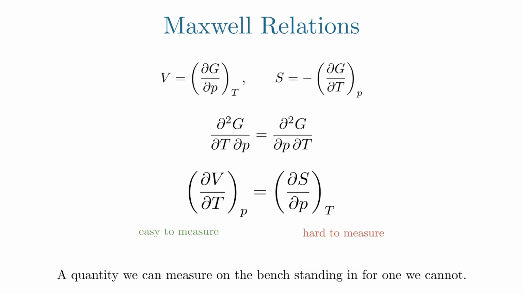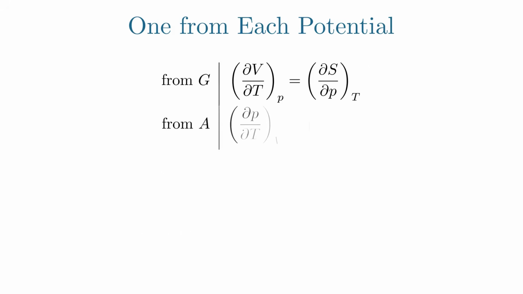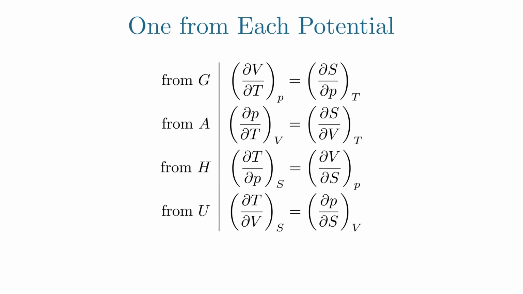So if we can measure how the volume changes if we change the temperature at constant pressure, which is easy to measure, we also directly know how entropy changes as we vary pressure at constant temperature, which would be hard to measure directly. Then similarly, from the fundamental equation of Helmholtz free energy, we have (∂P/∂T) at constant V equals (∂S/∂V) at constant T. And there are two more Maxwell relations on the screen from enthalpy and internal energy.